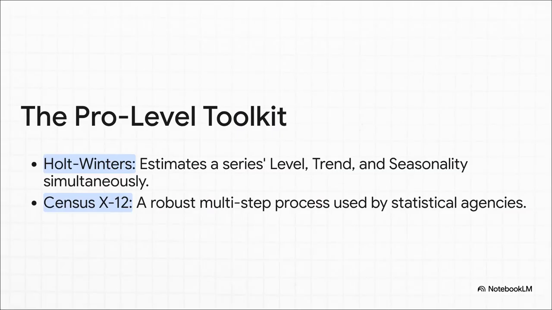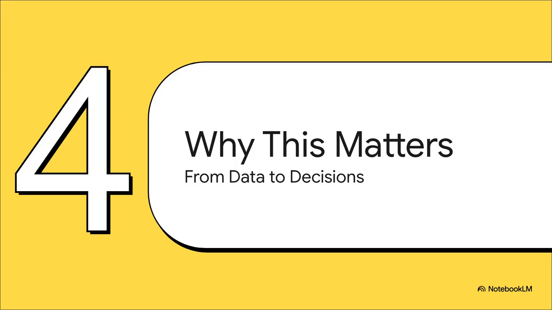So all that five-step process we talked about is the basic logic. The pros have more powerful tools that kind of automate this whole thing. You'll hear names like the Holt-Winters method or the super robust Census X12. Just think of them as the pro-grade power tools that are built on the very same ideas we just walked through.